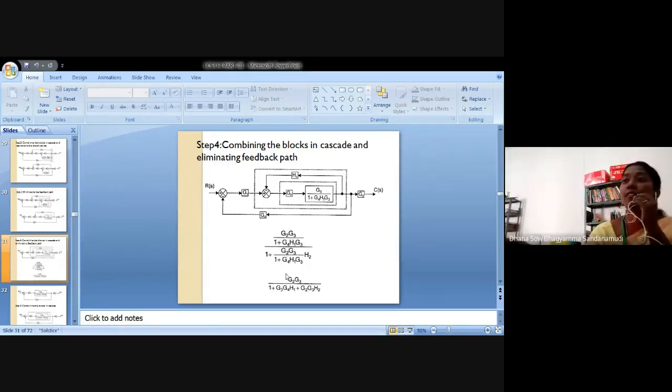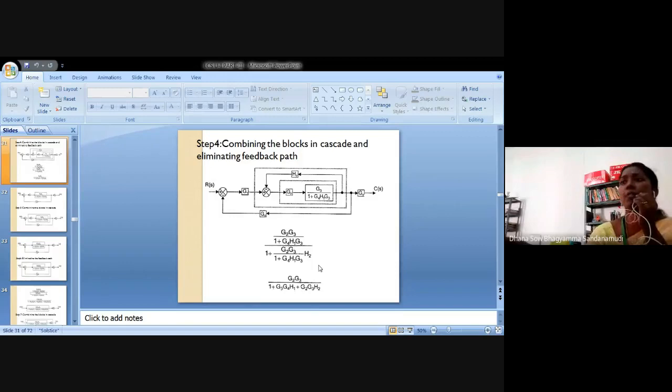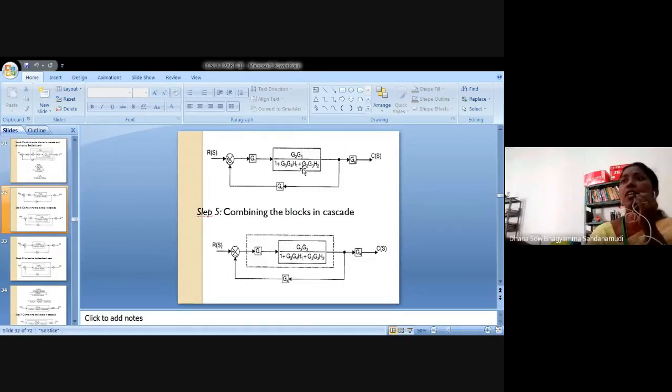Further simplify this equation, you will get somewhat like this. No need to draw this diagram, you can directly draw this. After simplification, you will get this equation, so substitute that equation in this block. While drawing this diagram, simply draw the summing point, arrow marks, G1, the block, and write down the equation inside the block.